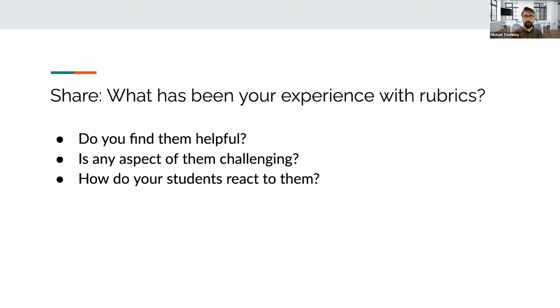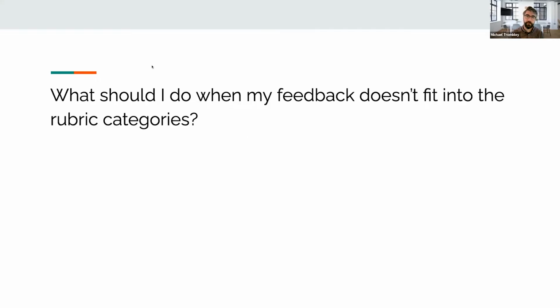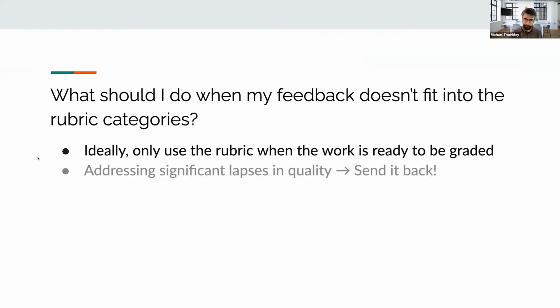Okay. So yeah, we will talk a little bit about some ideas for fixing that. But that's a really good point. If a rubric category, or a criterion, is too vague or doesn't really explain fully what the expectation is, it's hard to hold students up to that expectation. So the first one we'll talk about is, what should I do when my feedback doesn't fit into rubric categories?